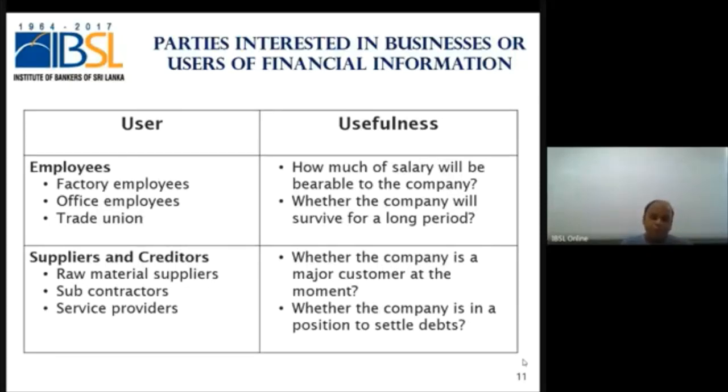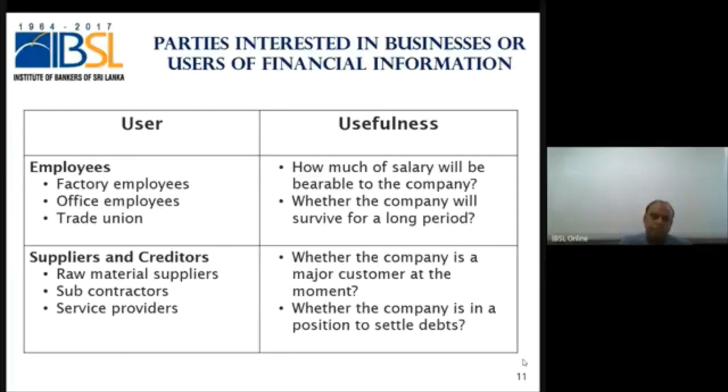More importantly, I would also like to know whether the company will survive for a longer period. Why? Because it could be a challenge for you to continue in the employment. It might be a challenge because there can be a lot of retrenchments. People have been sent home. So it is very important for the employees also to know the financial information of the company for them to make certain decisions.